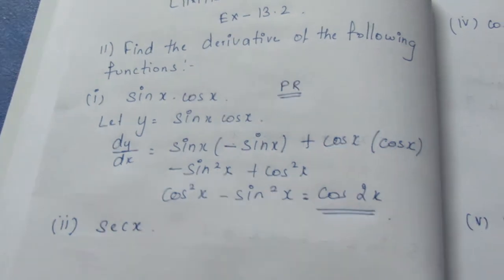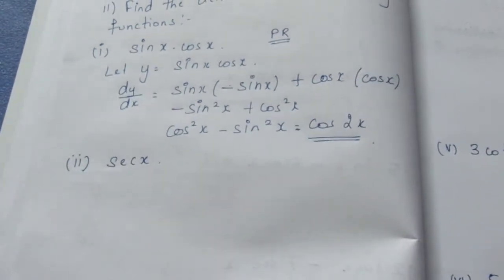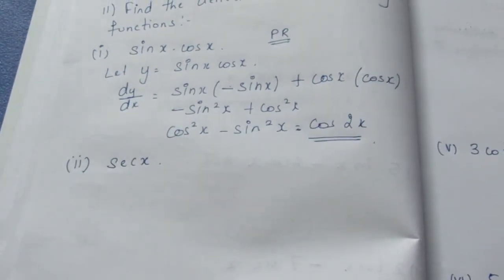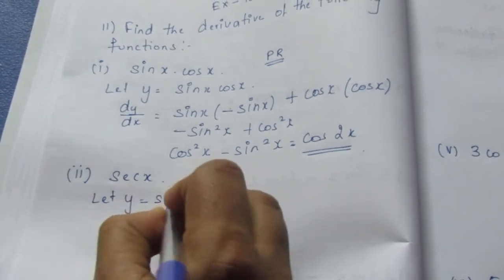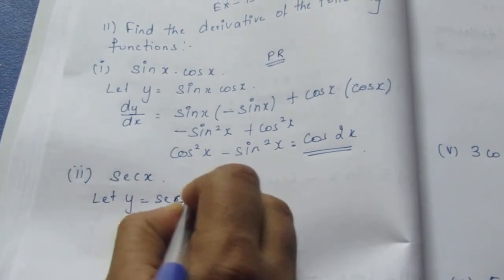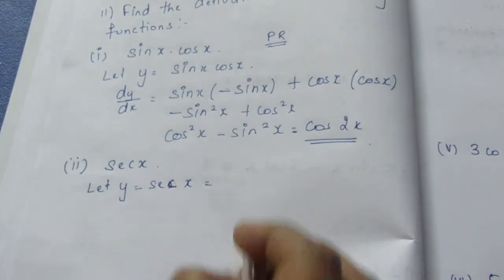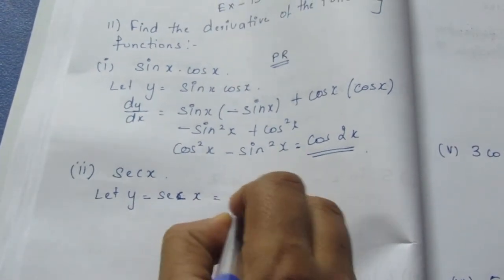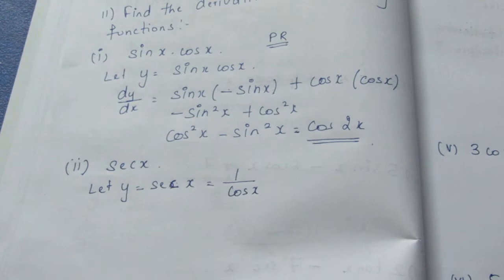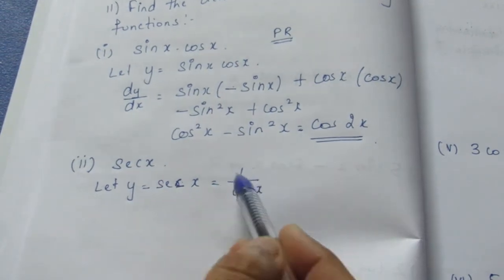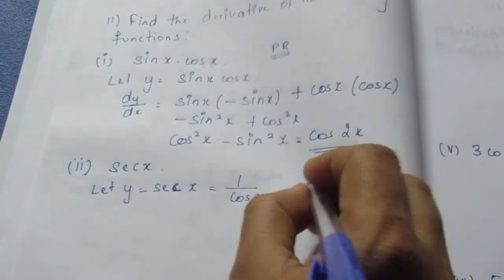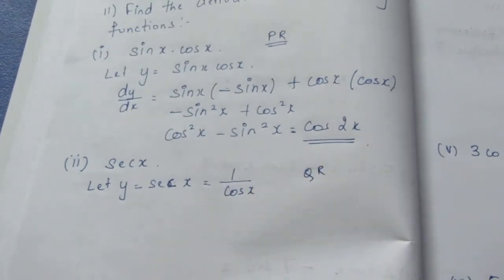Here in the second one, they have given secant x. Secant x directly we can't do. There is no differentiation, it's only secant x. In that case, I am going to change the secant x, writing let y is equal to secant x. We can change the secant x to be 1 by cos x. So I have changed secant x to be 1 by cos x. Now it is in the divide form, so I am going to follow the quotient rule.